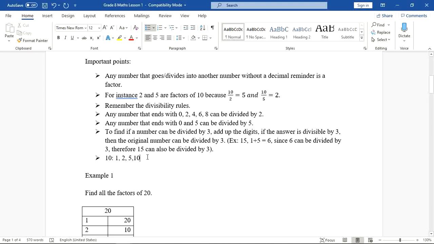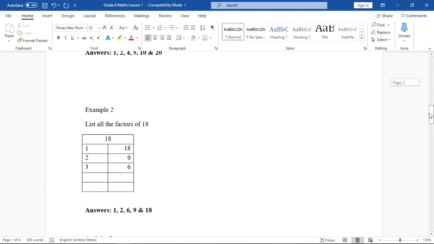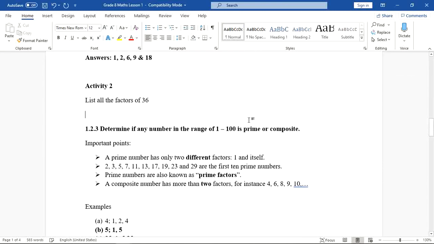And then in the third video, that's when I talked about a prime number and a composite number. We learned that a prime number has 2 different factors, 1 and itself. A composite number has more than 2 factors. But if a number has 2 factors that are different, then that number is classified as a prime number.